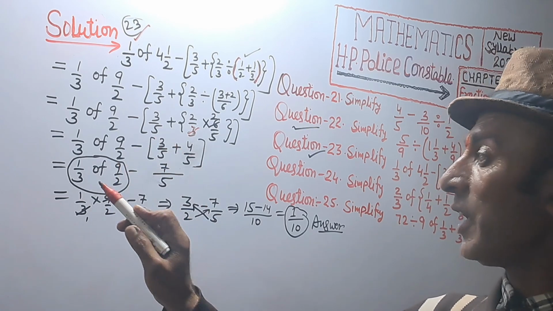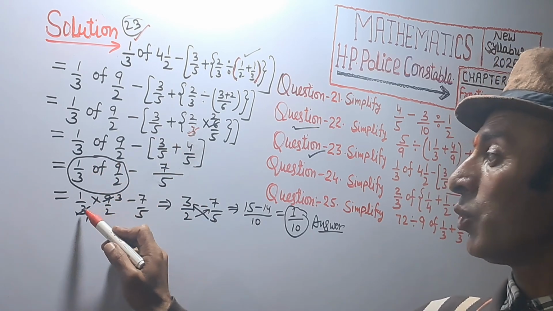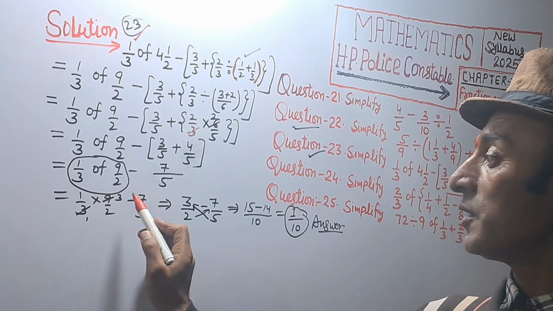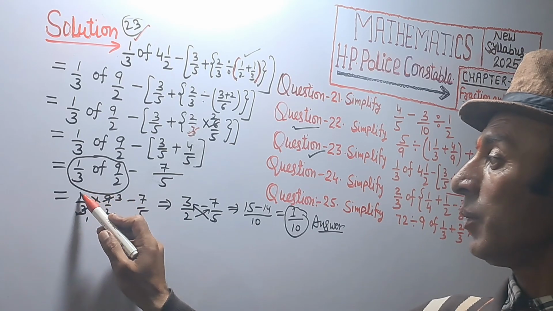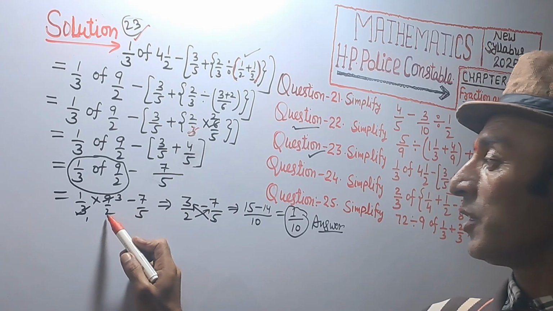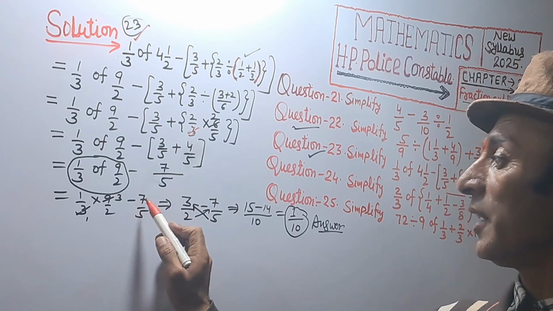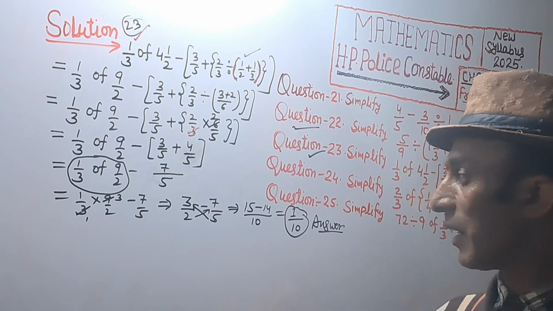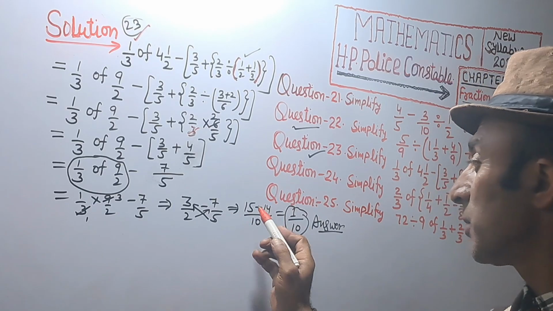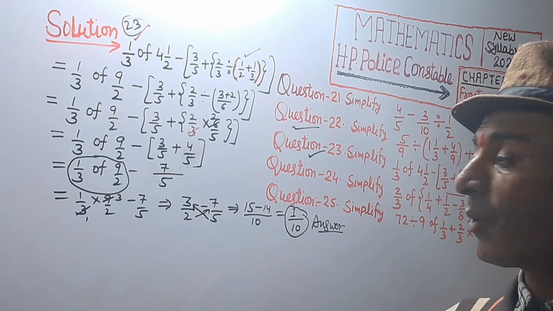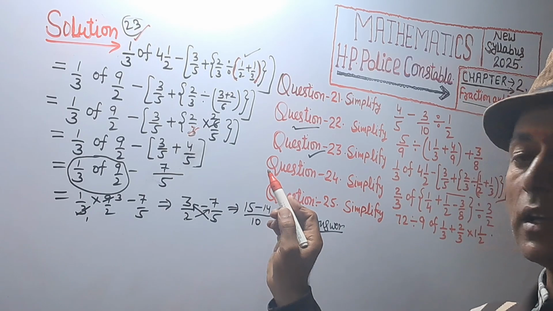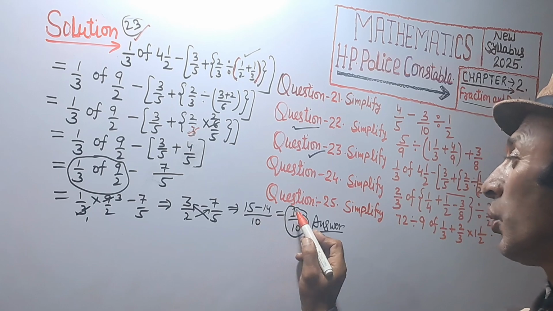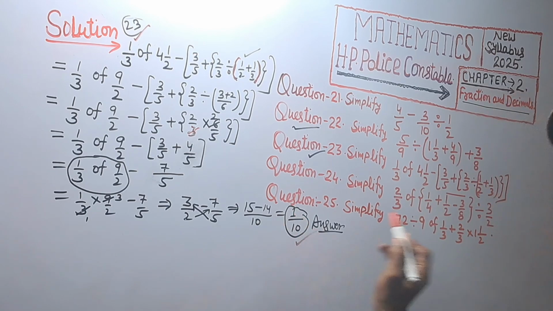Of means multiply, so 1/3 of 9/2: 3 ones are 3 and 3 threes are 9, giving 3/2 minus 7/5. LCM of 2 and 5 is 10, and 5 multiplied by 3 is 15, 2 multiplied by 7 is 14. The difference of 15 and 14 is 1, and we get 1/10. Answer.